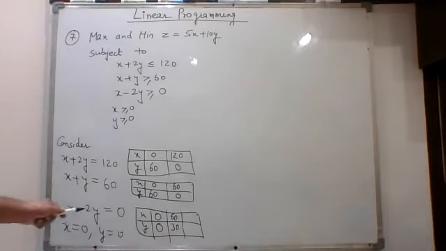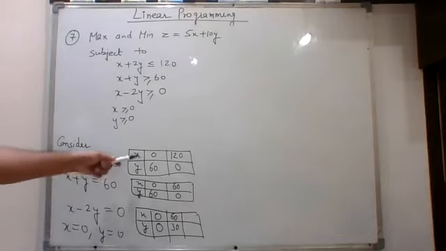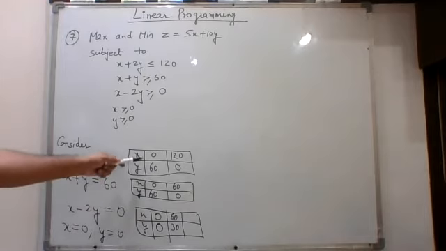Now you will not take 1, 2, 3. You will take some bigger values. Why will you take bigger values? So that they remain compatible with this scale.